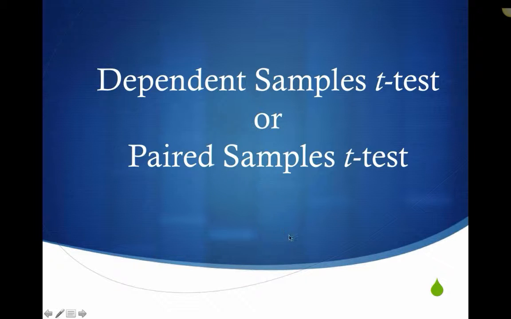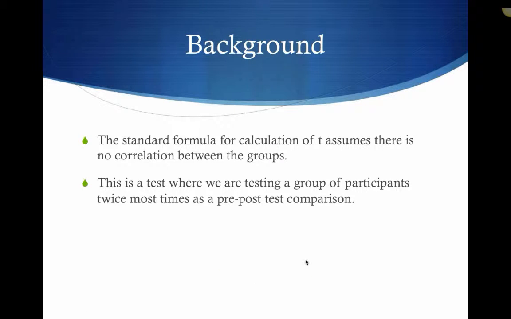So in this case, I'm going to go through this PowerPoint. Okay, so the background of this is there's no standard formula for calculating t, which assumes there's no correlation between the groups. This is a test where we're testing a group of participants twice, in most cases a pre and a post-test comparison. So we're doing a comparison, just as we're doing for our project, of before and after. And we're looking to see if there's an increase or a decrease.